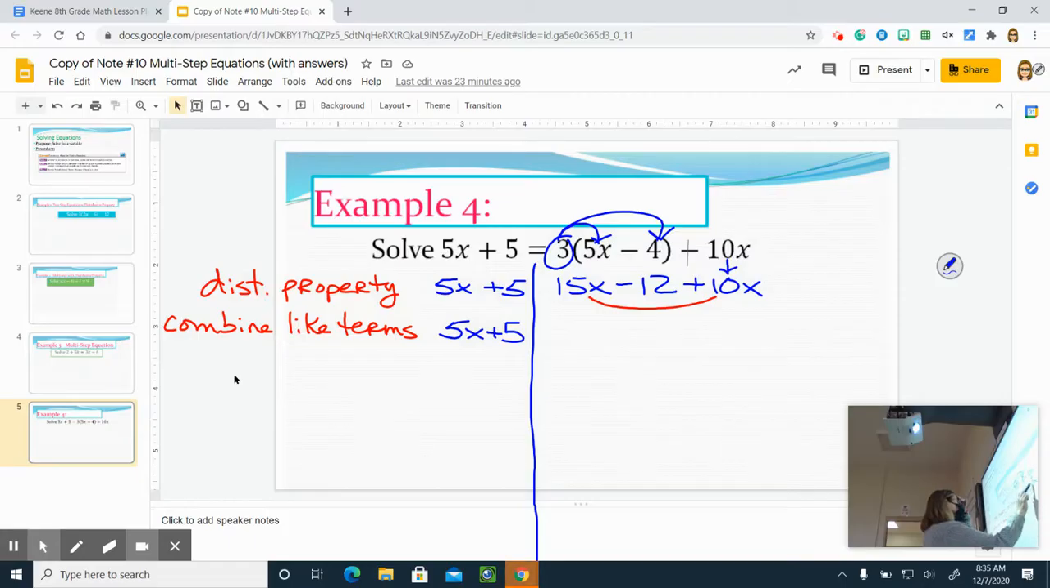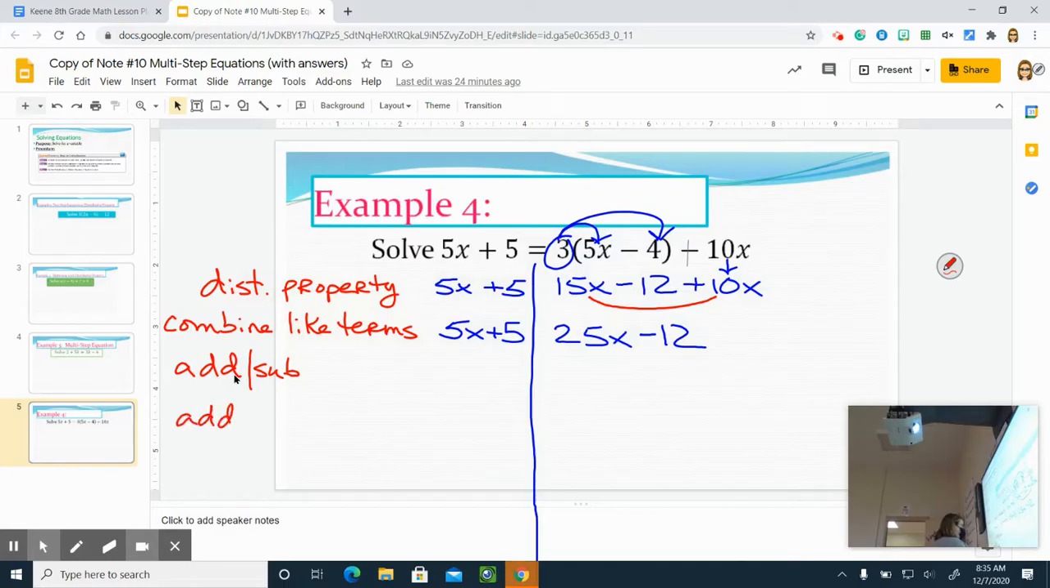All right, now it's looking like what we looked at on the last slide. So when we get to a multi-step, and this is just your basic multi-step, we're going to add, subtract, and then either multiply or divide. Those are your steps.